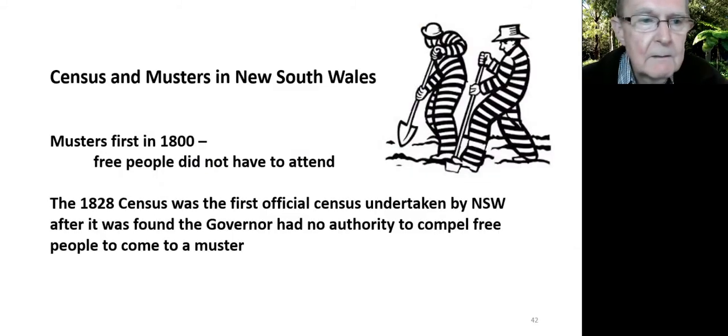Now, the next records we'll have a look at are census and musters in New South Wales. Musters first started in 1800, but free people didn't have to attend. So in 1828, the first census was held, undertaken to capture all of the people in New South Wales, and also it was a snapshot of where the colony was at that particular time.